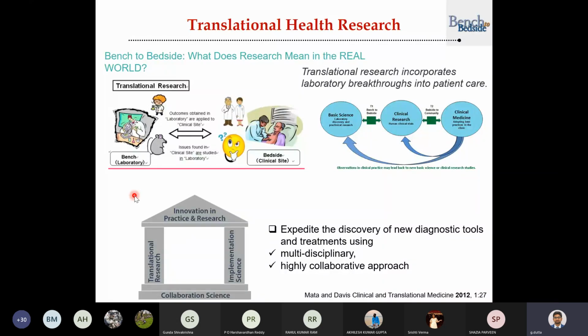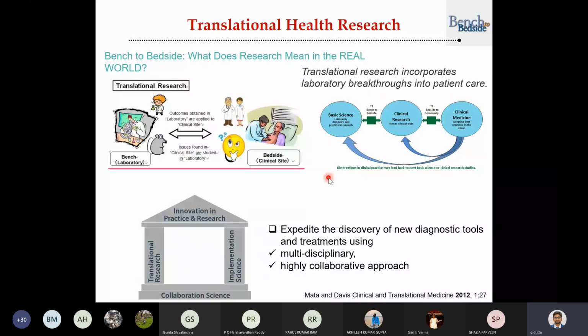So these are the two pillars for translational research. I mean, for the innovation of some practice and research, the two main pillars are translational research and implementation. After the translation, we can implement. So the best thing is collaboration. We have to collaborate with basic sciences, with biologists, chemists, engineers. Everybody should be involved. Then only we can bring this kind of innovation to the market.